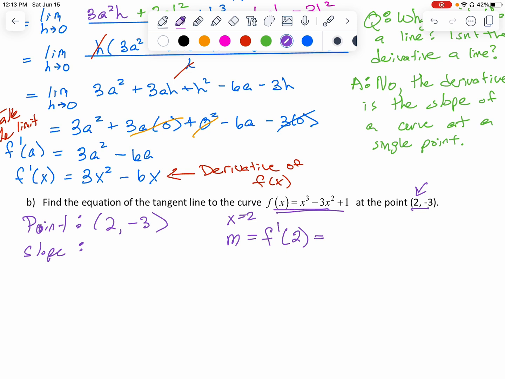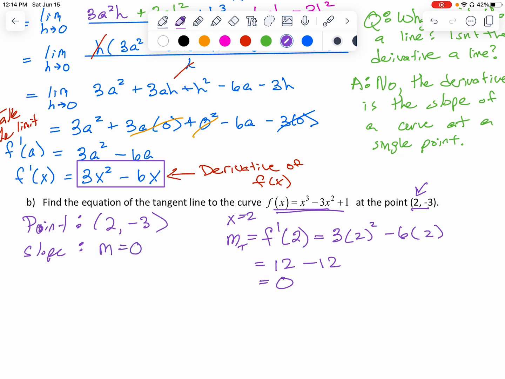And the derivative of f, we found, is right here. So plugging in 2 for x, or for a, I get 3 times x squared minus 6 times x, and I plug in 2 for the x. So that gives me the slope of the tangent line equal to 3 times 2. I've got to do my exponent first. So 2 squared is 4. 4 times 3 is 12. 6 times 2 is 12. And I get 0. A slope of 0.